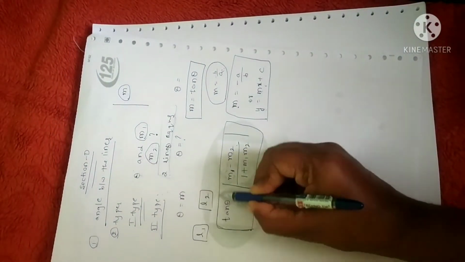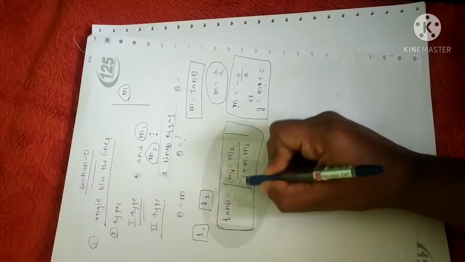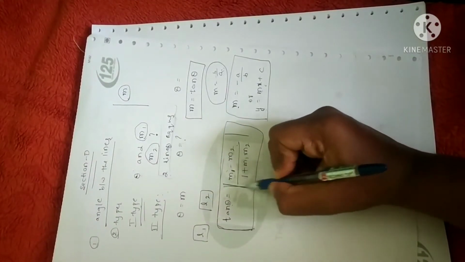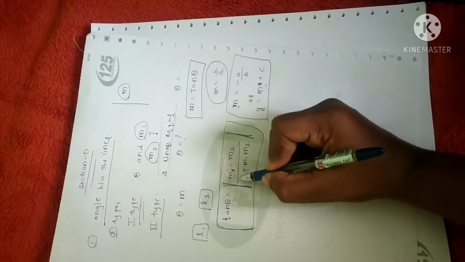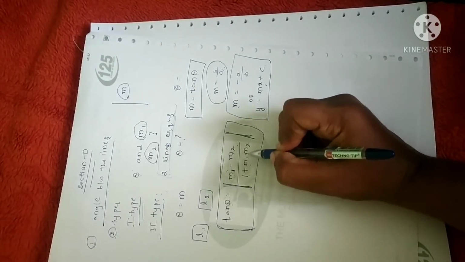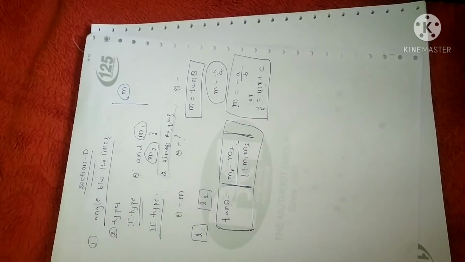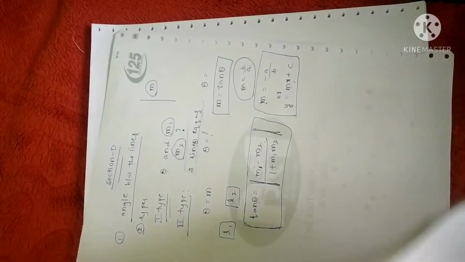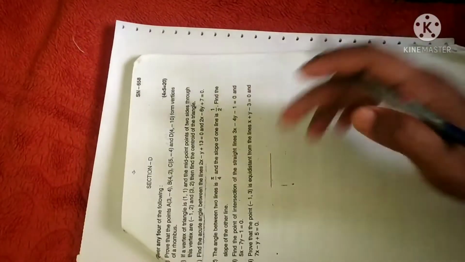Before that, you just remember the formula tan theta is equal to magnitude of m1 minus m2 divided by 1 plus m1 m2. Magnitude is compulsory. You have to write this. Now let me go to the question paper problem. I have taken a question paper randomly.